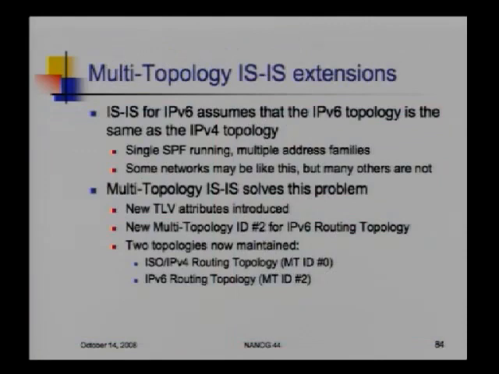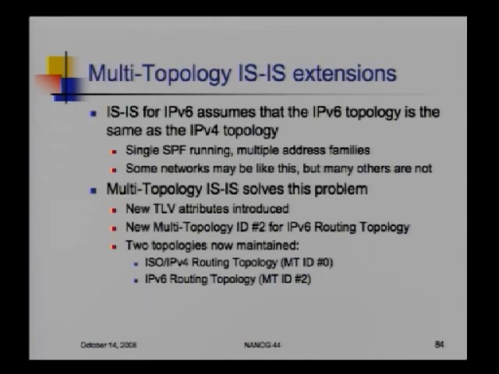Okay, so if we look at the multi-topology ISIS extensions, as I was saying before, ISIS for v6 assumed that the v6 topology is the same as v4. That's how the first attempt at handling v6 on ISIS went. If you're deploying v6 across your entire infrastructure, dual stack, it's not a problem. But certainly some of the early adopters maybe wanted to handle v6 in a corner of the network, or maybe not run ISIS through some routers that just couldn't handle v6 whatsoever.